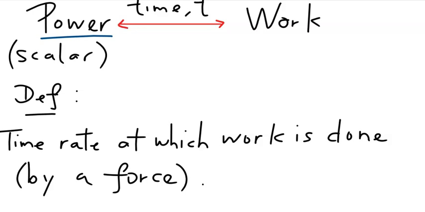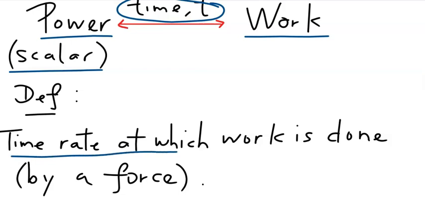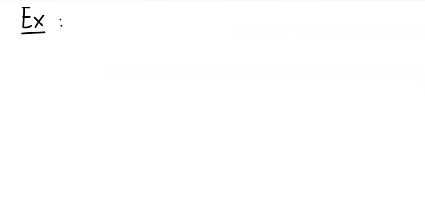Power is closely related to work, and the connecting factor is time t. Now, just like work is a scalar, power is also a scalar. It does not have any direction. More accurately, power is the time rate at which work is done by a force. An illustration of the concept of power is as follows.